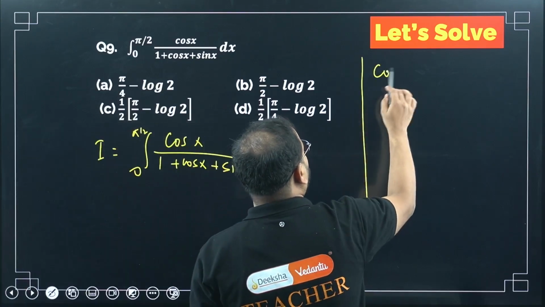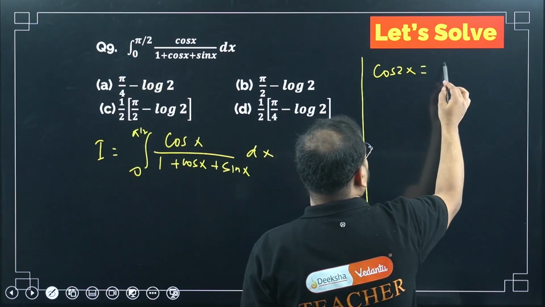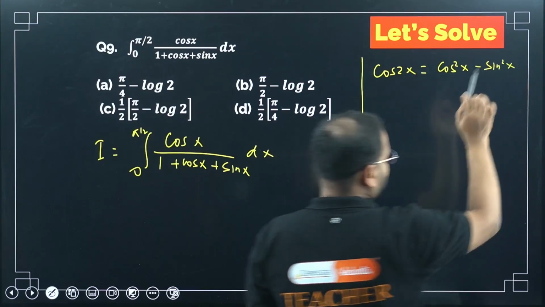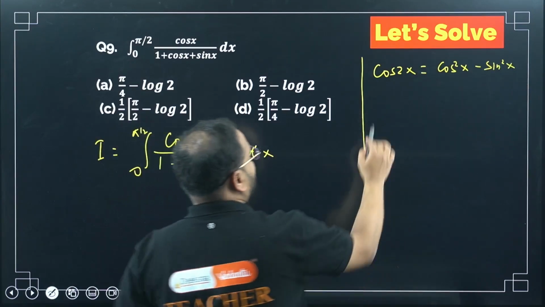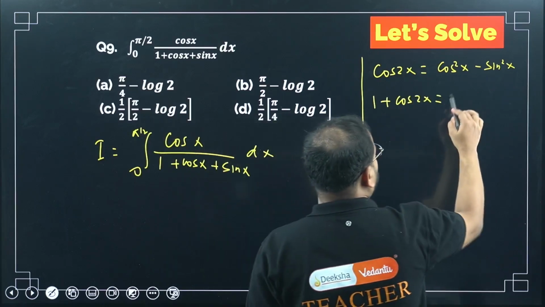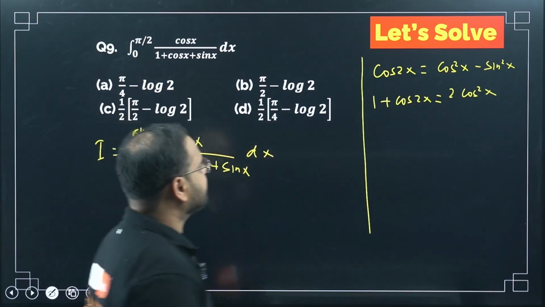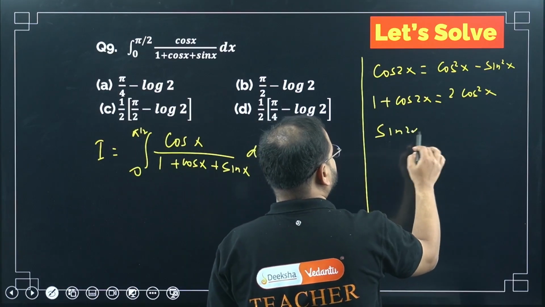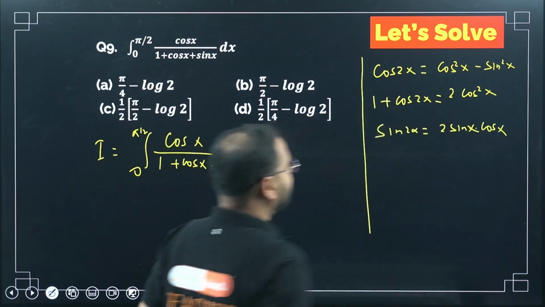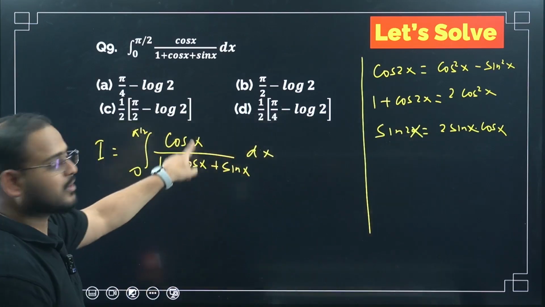One formula is cos 2x. This is going to be cos square x minus sin square x. One more thing, 1 plus cos 2x is what? Tell me. 2 cos square x. From here only it comes. Now what about sin 2x? Sin 2x is 2 sin x cos x. In this particular case, we don't have 2x, but we have x. So I can write this in terms of x and x by 2.